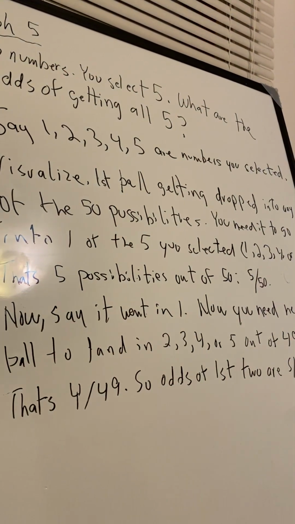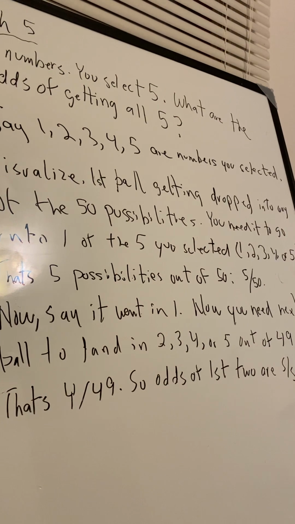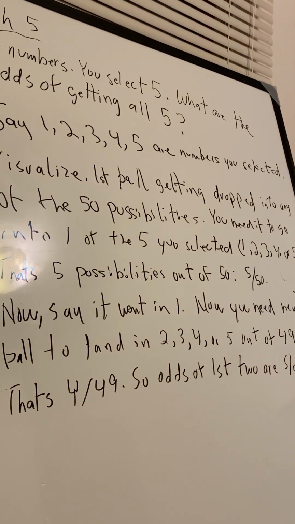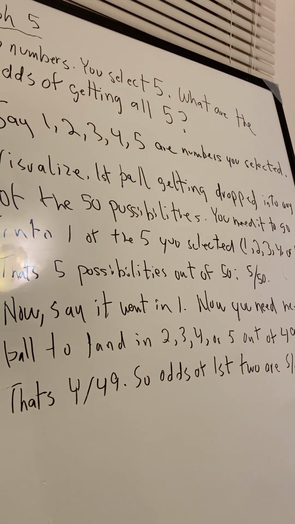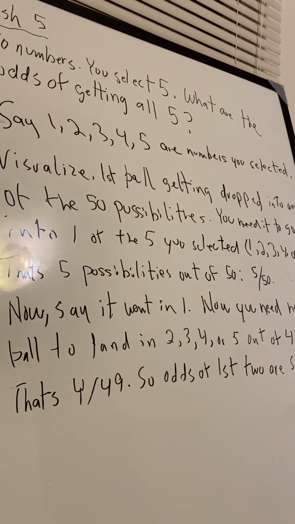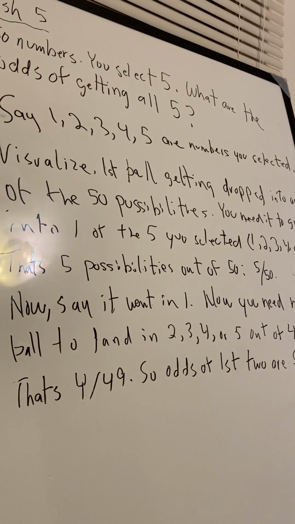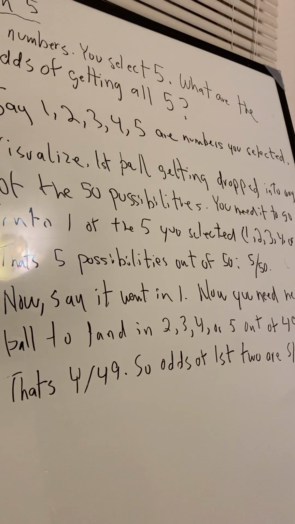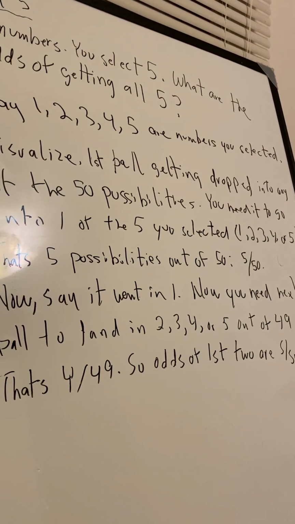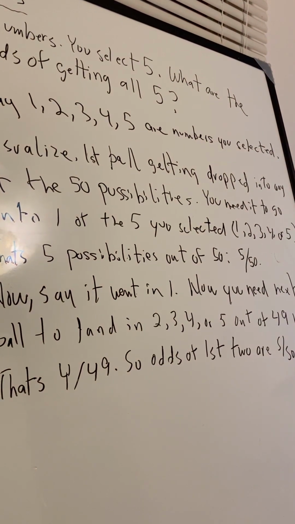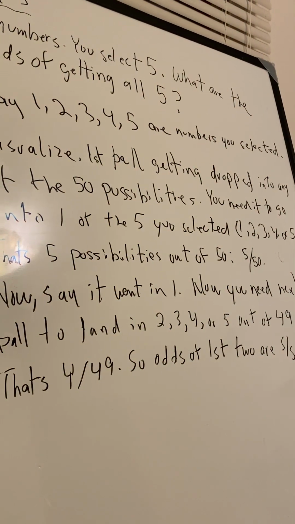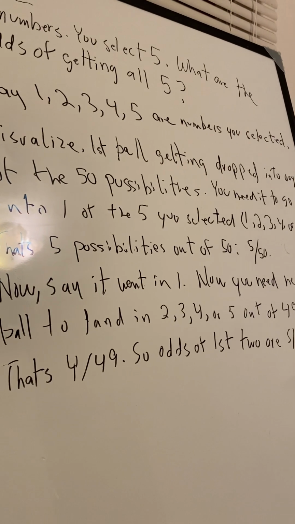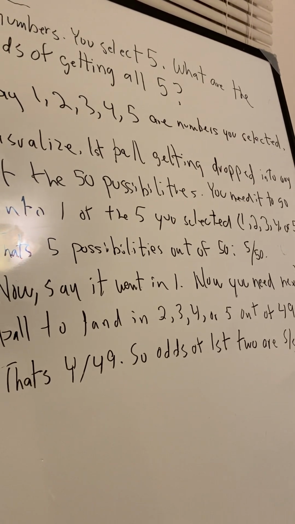That's the first step. Now, 1, 2, 3, 4, and 5 are 5 possibilities, and there is a total of 50 possibilities. So the odds that that first ball went into one of those 5 possibilities out of 50 is 5 out of 50. It could have been 1, 2, 3, 4, or 5. Those are the 5 that we needed it to go into. And it could have been any of the other 45 numbers that we didn't need it to go into. So there were 5 good numbers and 45 bad numbers. That was the 50 total possibilities.